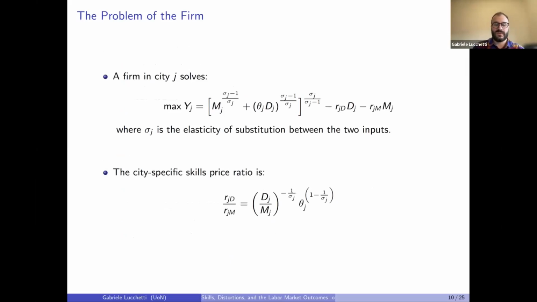So, very quickly, the problem of the firm is quite standard. Firms in each city maximize their profits, minimizing their labor cost, and each city is characterized by a certain elasticity of substitution between the two inputs. By solving this profit maximization problem and combining the first order conditions, I end up with an expression for the city specific skills price ratio, which depends on the amount of skills supplied by workers in each occupation in each city, on the elasticity of substitution, and on the productivity bias parameter.